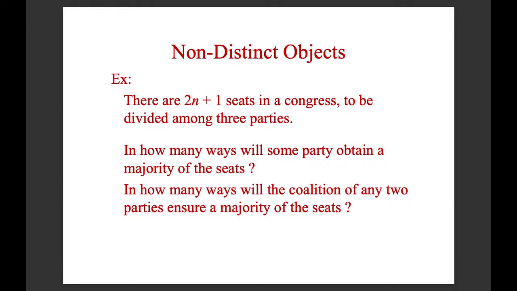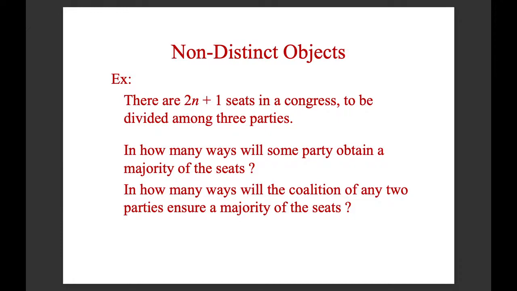Collectively, we don't care about the people in each party. We just want to find out how many different scenarios there can be. Maybe party A has 3 seats, party B has 7 seats, and party C has 12 seats. So 3, 7, 12 is one possible way of dividing the seats among the three parties. So we want to ask, how many ways are there so that some party will obtain a majority of the seats?